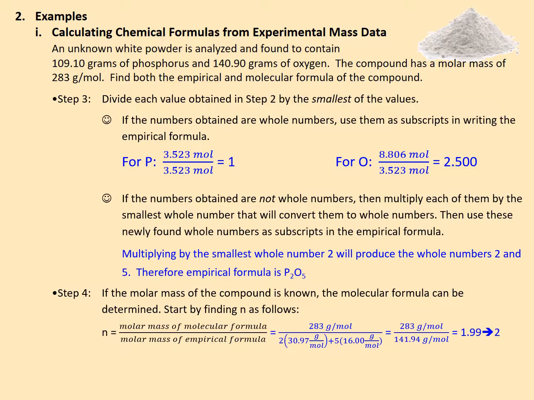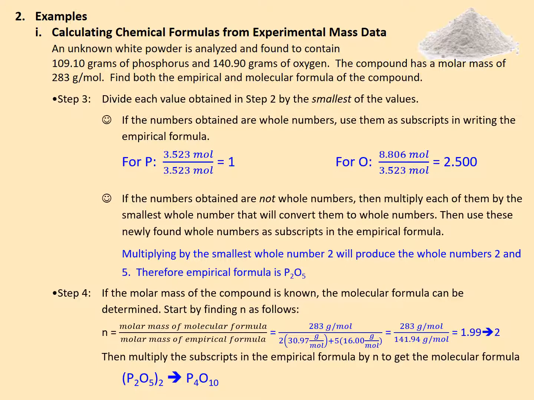So we can find out what that whole number multiple n is by dividing the two. The molar mass of the molecular formula is given to us in the problem. It's 283 grams per mole. We need to calculate the molar mass of the empirical formula that we just found in step 3, P2O5. So when we add the 2 moles of the phosphorus atoms plus the 5 moles of the oxygen atoms, that gives us the molar mass of the empirical formula to be 141.94. When we divide these two, we get the whole number 2. That tells us we can multiply the subscripts in our empirical formula by 2 to come up with the molecular formula. That will transform our empirical formula into a molecular formula. So P2O5, multiplying each of those subscripts by 2, gives us P4O10. So we've now found the true molecular formula of this compound.